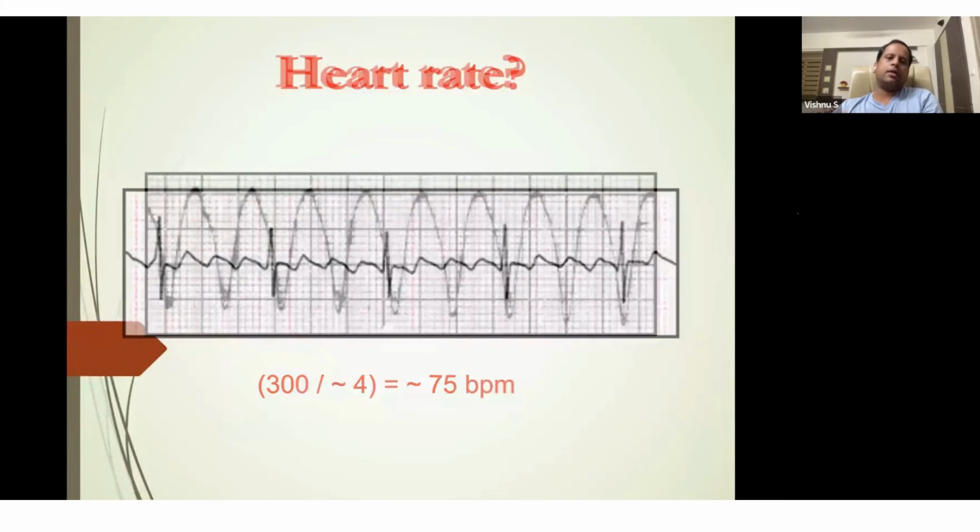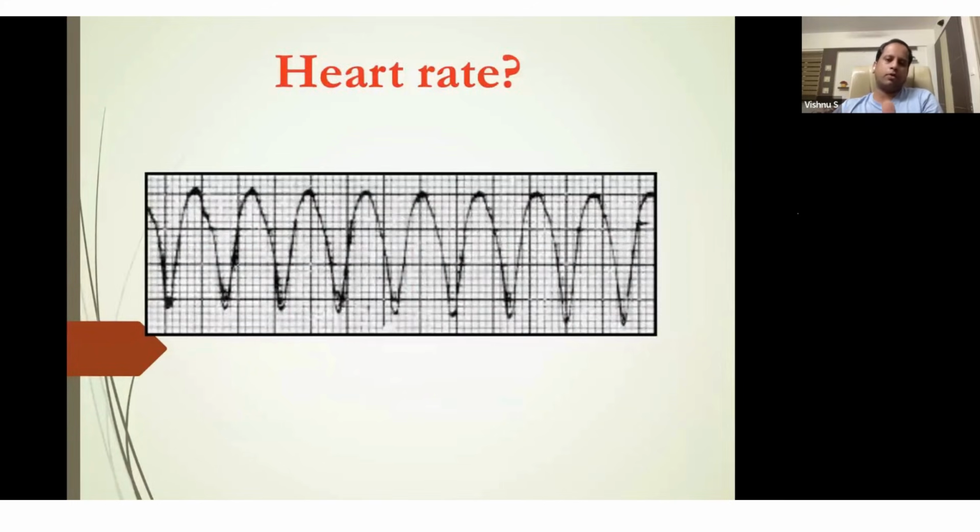It's the easiest method. But this is also a regular broad complex tachycardia. Usually this is ventricular tachycardia. The heart rate of this ventricular tachycardia is important, so we have to find it out. 300 divided by almost 1.5, that is 1 plus 0.5 squares, half of 1 square. So 300 divided by 1.5, almost 200 beats per minute is the rate of this tachycardia.